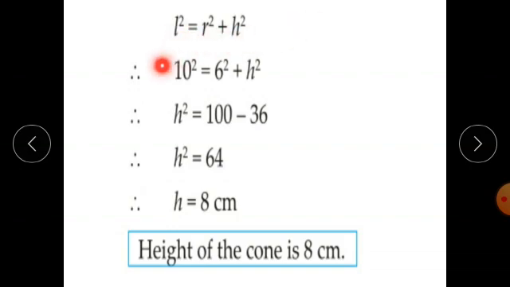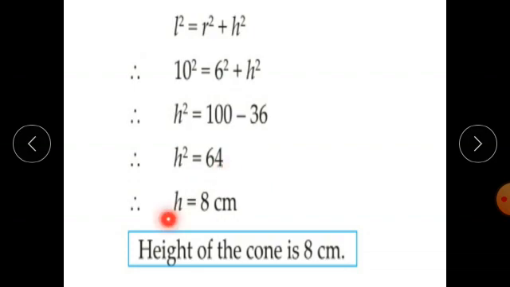Slant height is given 10. So L square equal to 10 square. Radius of base is 6. So L square equals r square plus h square, that is 6 square plus h square. So h square equal to 10 square, that means 100, minus 6 square, that means 36. So h square equal to 100 minus 36. So h square equal to 64. Therefore h equal to 8 centimeter.